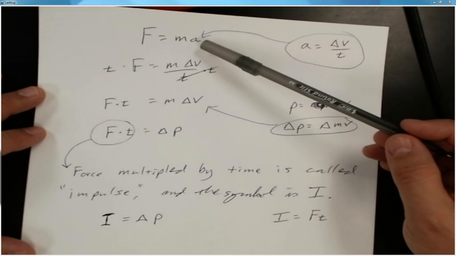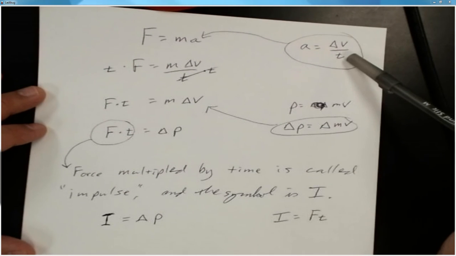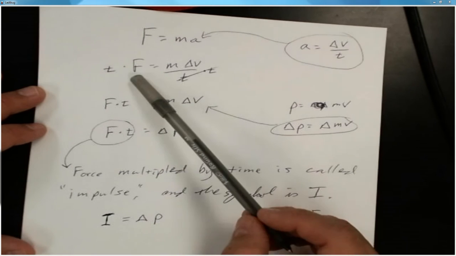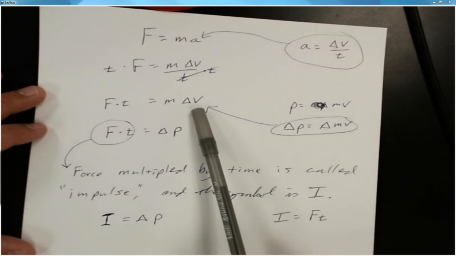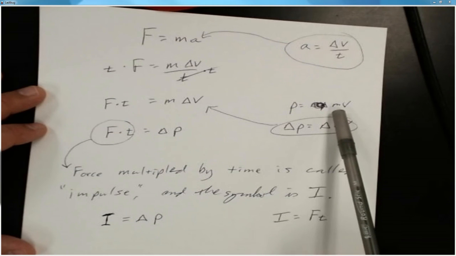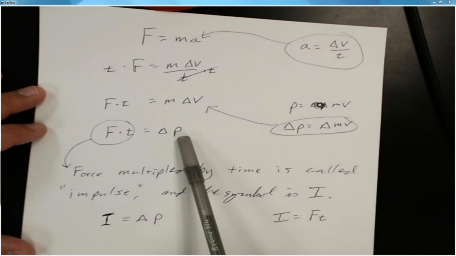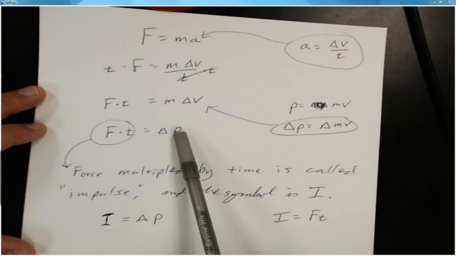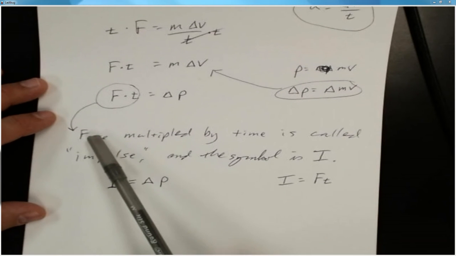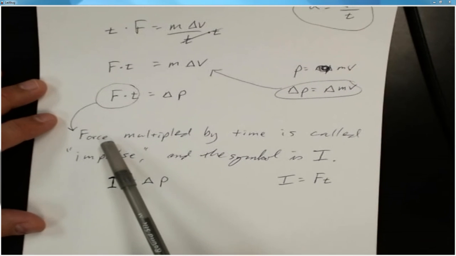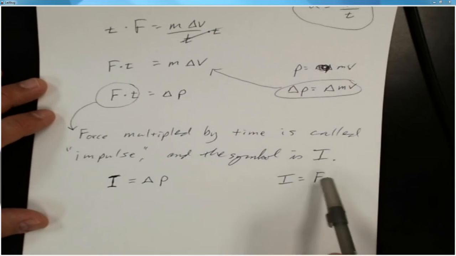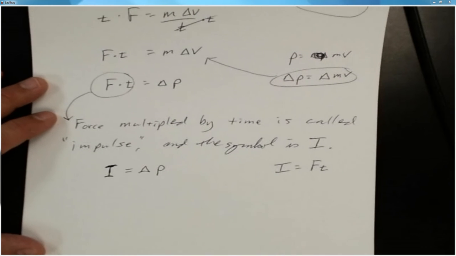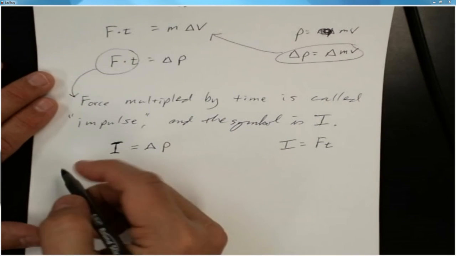So I hope this makes a little sense. We started with Newton's second law. We went to the definition of acceleration. We plugged it in and rearranged it. We got that force times time is equal to mass times the change in velocity. Mass times change in velocity is the change in momentum. We plug that back in. So we got force times time is the change in momentum. And I told you, just a piece of information for you, the force multiplied by the time is called impulse, and its symbol is I. So impulse is equal to the change in momentum, and the impulse is also equal to force times time. Let's talk a little bit about what impulse means.